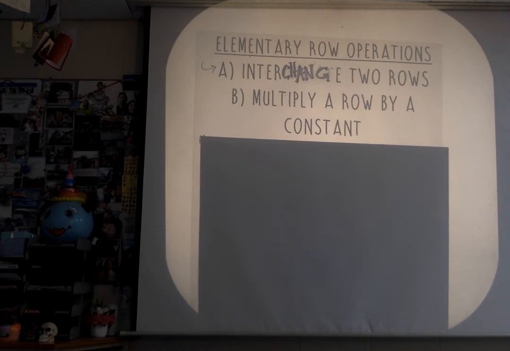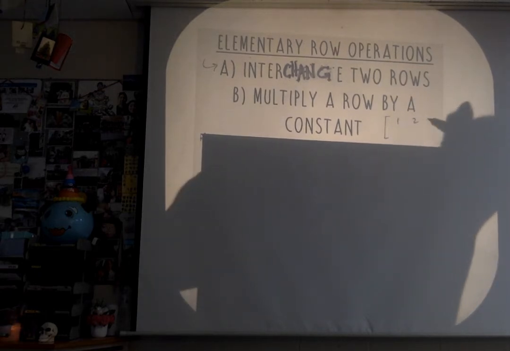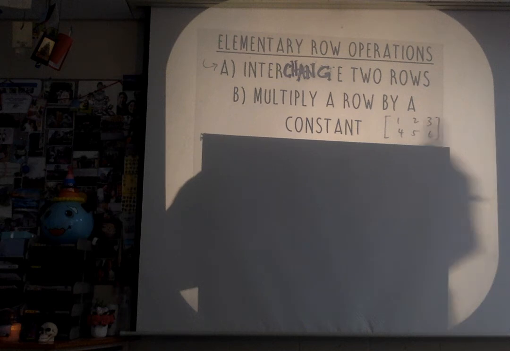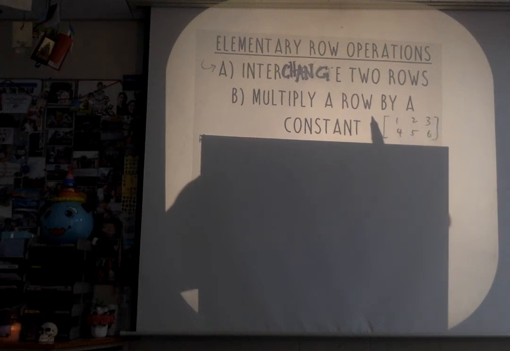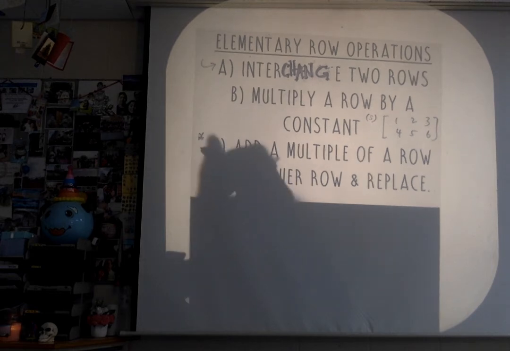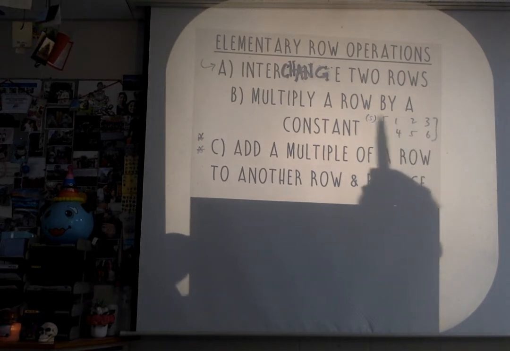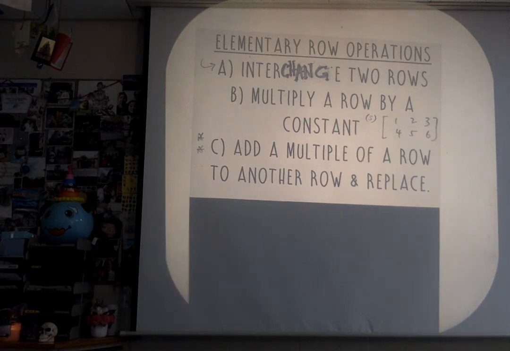B, multiply a row by a constant, as long as you apply the constant to the entire row. For example, if I had 1, 2, 3, 4, 5, 6, if you want to multiply the whole row by a number, like a 5, you can do that as long as you do it to each term, okay? Don't discriminate. C, add a multiple of a row to another row and replace. This is a tricky thing, so I'll demonstrate that for you. For example, if I multiply this by a 5 to each of these terms, I could add it together, they're saying. What does that mean? That's what we're going to discuss right now.